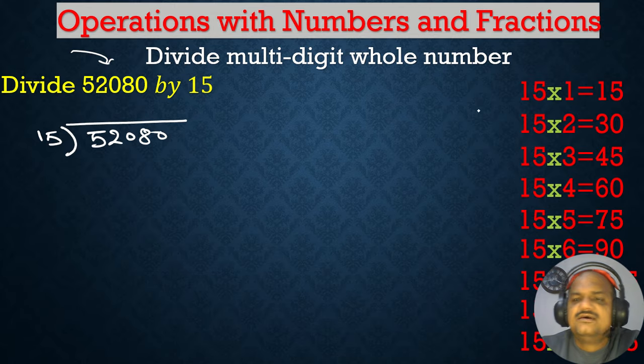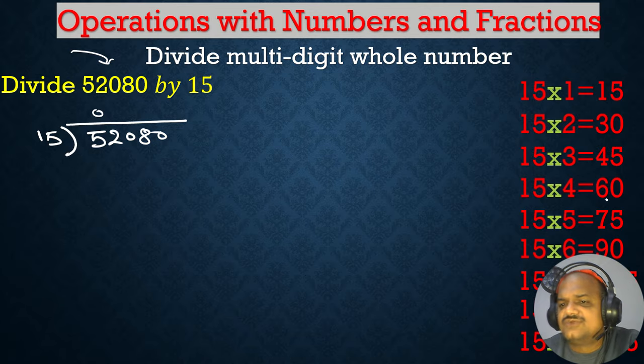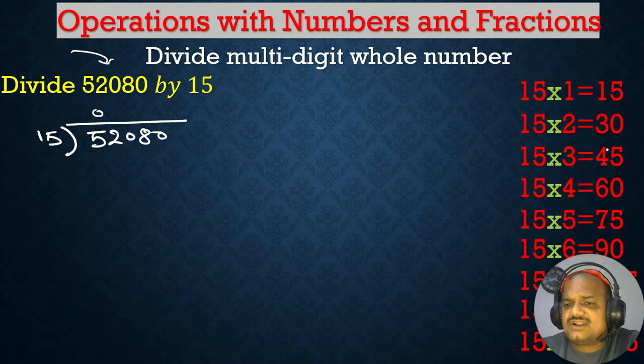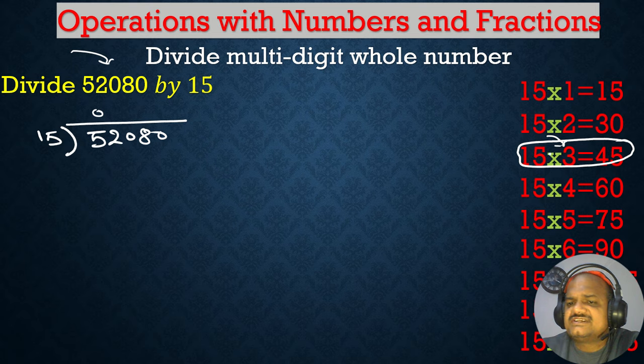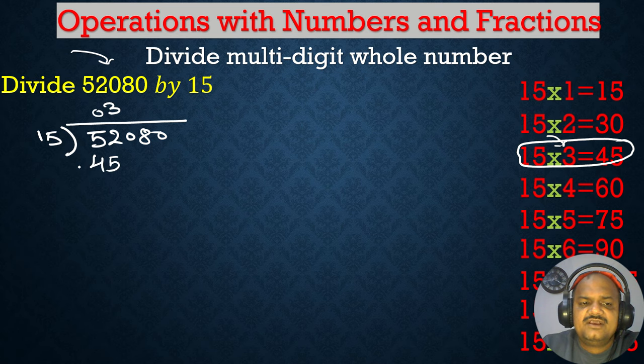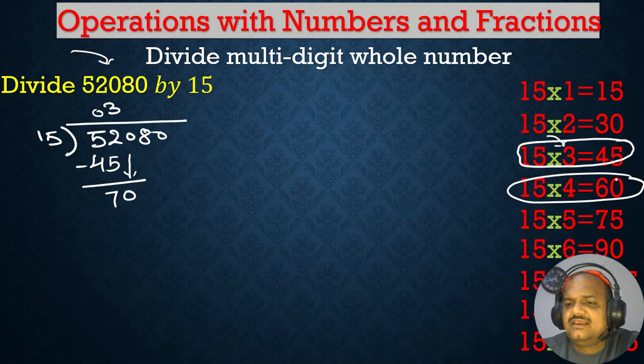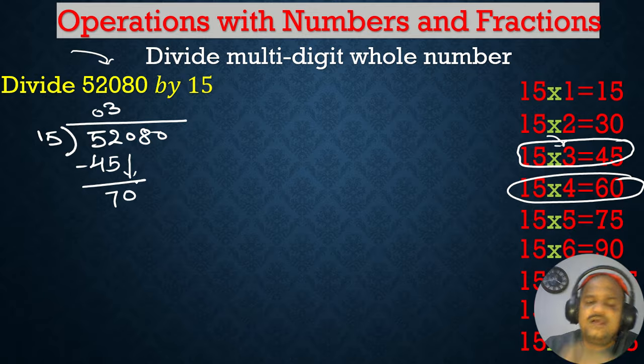What you will do? You see, first number is 5. 5 is small, 15 is big. So you cannot divide. So take it 0. Take another number also then 52. Now you see 52 is not here. So what number is smaller than 52? 45. Okay. And how many times it is? 3 times. So write here 3 and here write 45. 52 minus 45 will be 7. 0 comes down. Now 70 is not here, you see. But below this you have 60. Always you will take the smaller number. Okay.